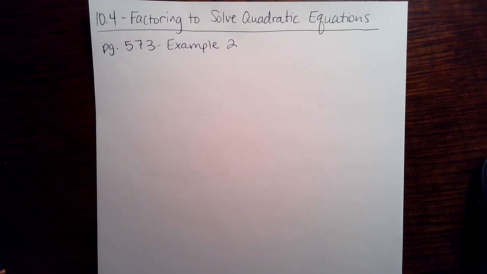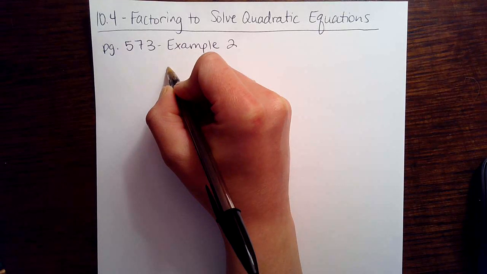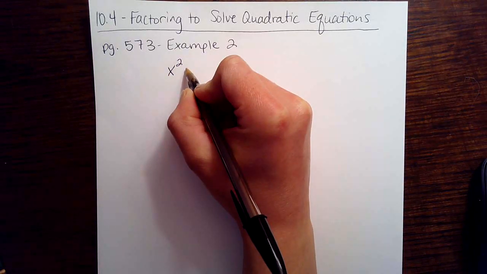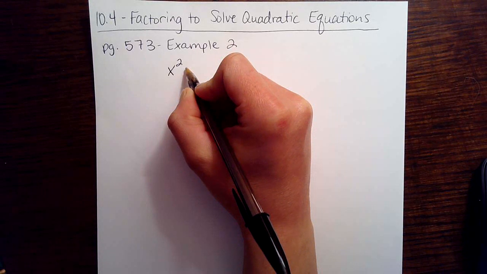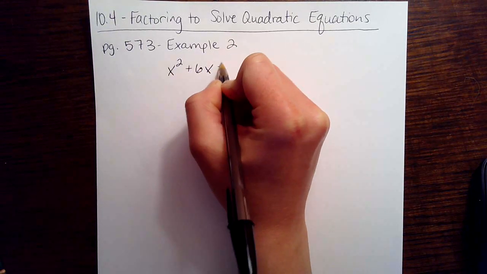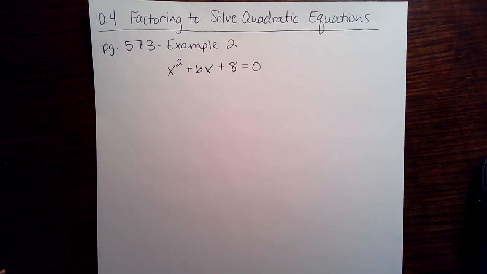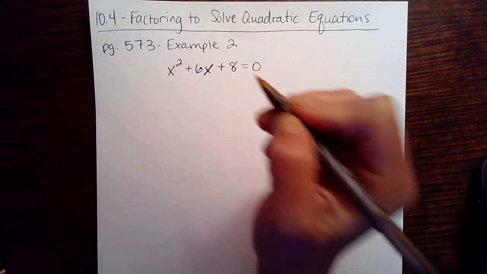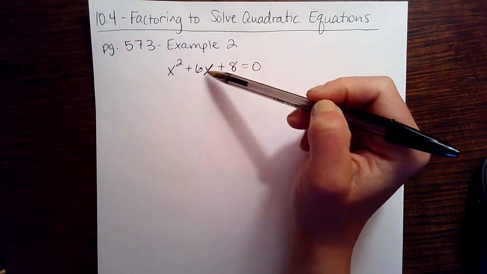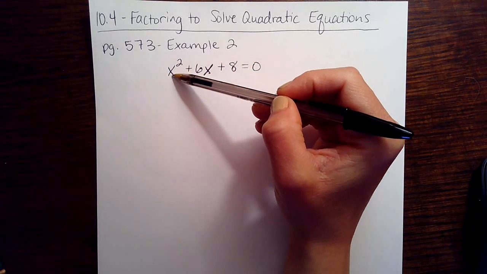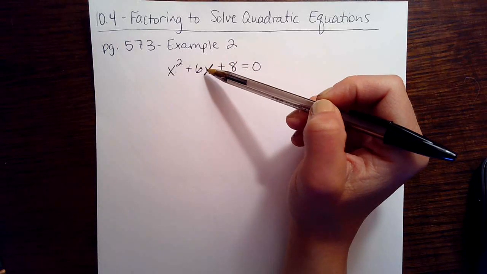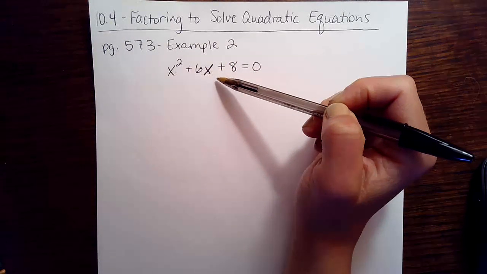Our last example was already in two binomials. Let's look and see what happens when we start with an equation that's not factored already. So for instance, x squared plus 6x plus 8 equals 0. Right now, if I were to go to solve this, I have a problem where I have only one variable, but I have x squared and 6x. This is going to make it complicated for us.